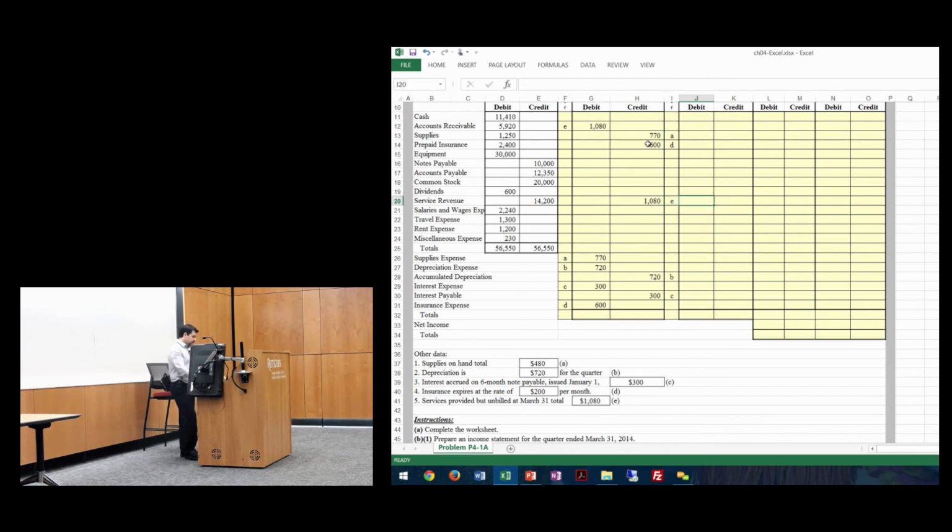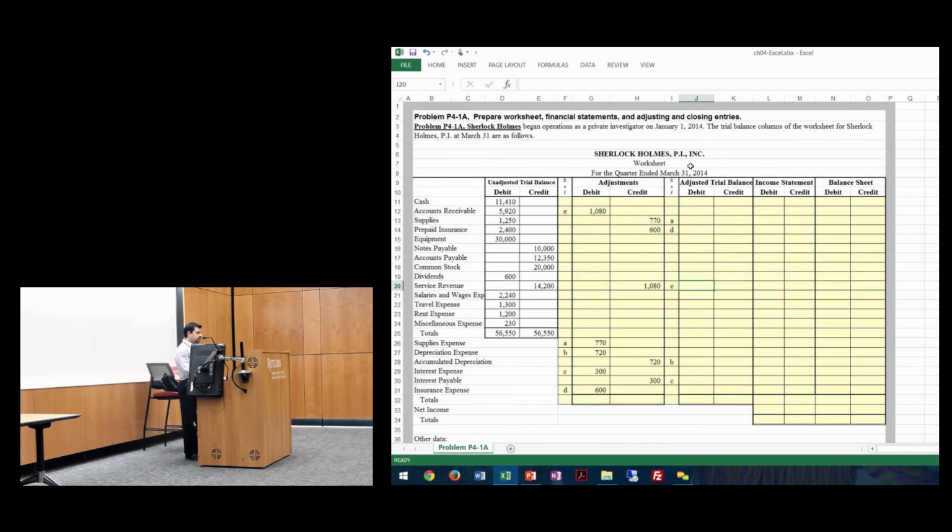Any questions so far? Now the next step, we're done with the adjustments. The next step is to calculate the adjusted trial balance. When you're using Excel, it's easy because you can copy and paste the formula. Basically what you need to do is debits minus credits, or credits minus debits, depending on the balance of each account.